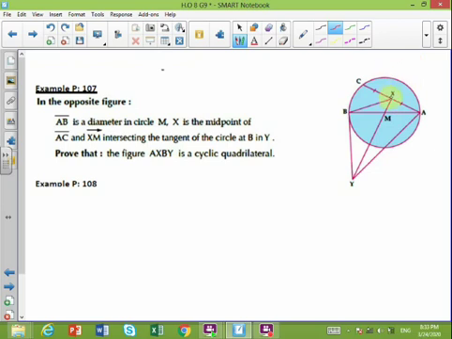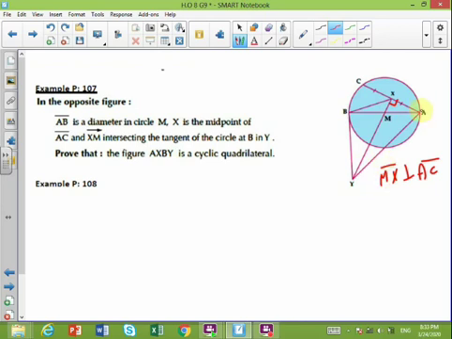The given is X is the midpoint. If X is the midpoint of one of the chords of a circle and this line comes from the center, so this is the first theorem we took. So MX will be perpendicular to AC. So angle AXY is 90 degrees.